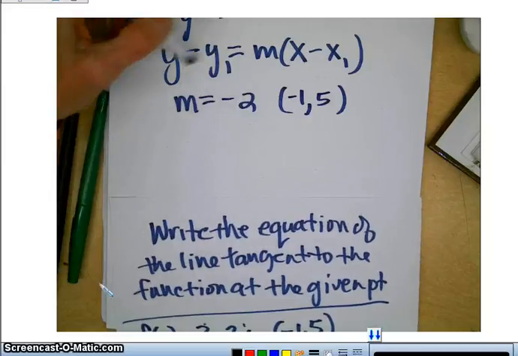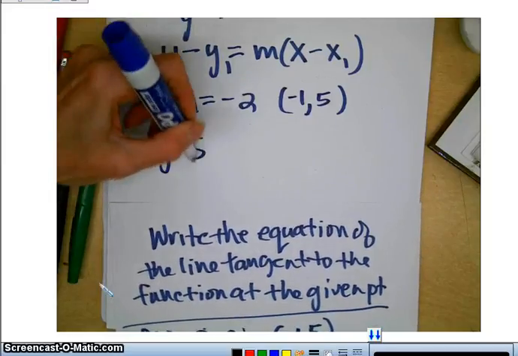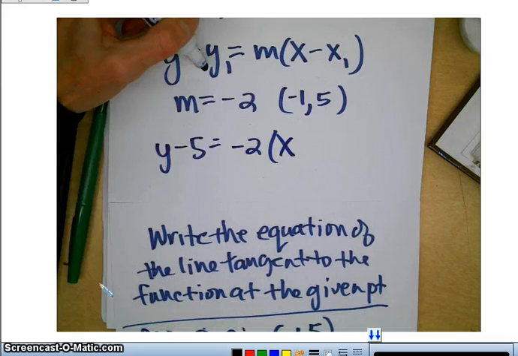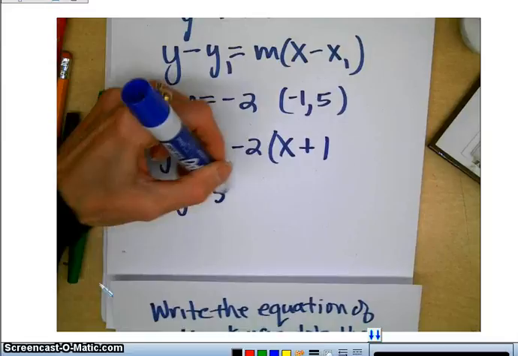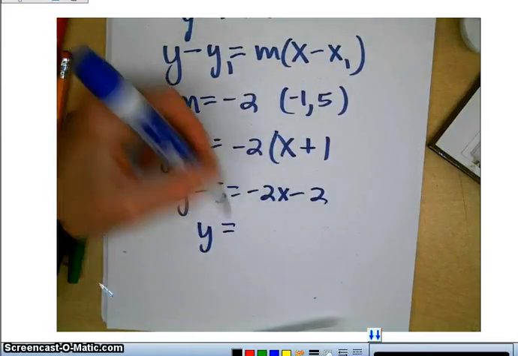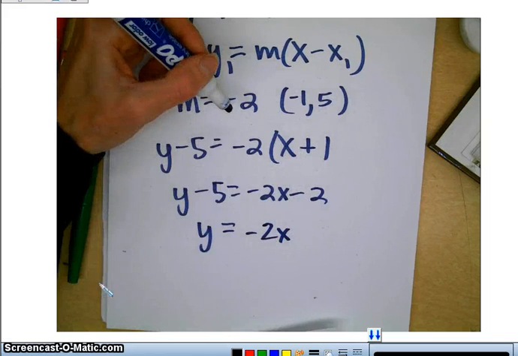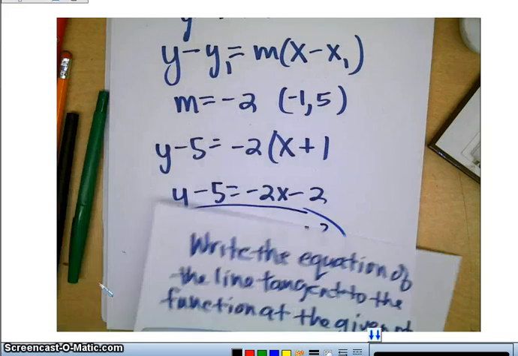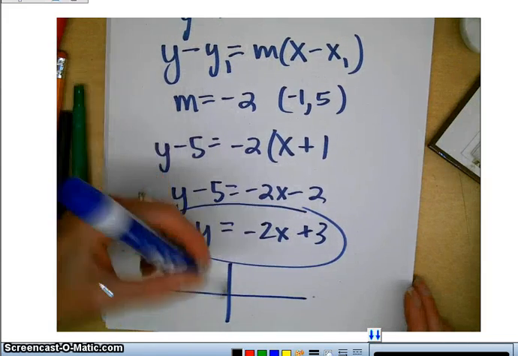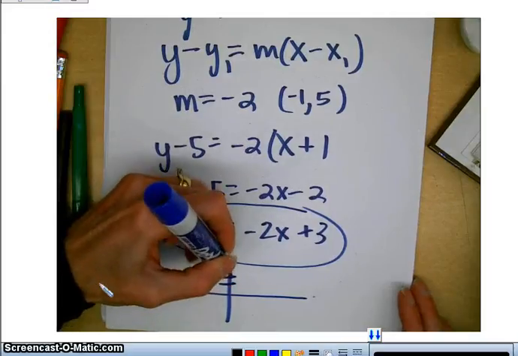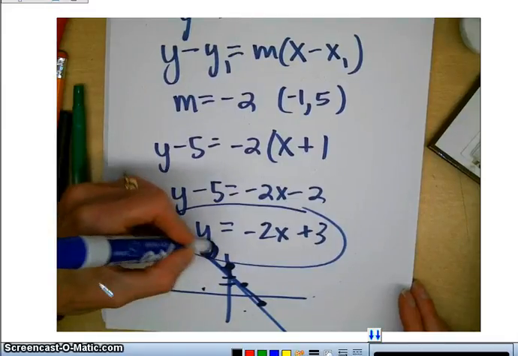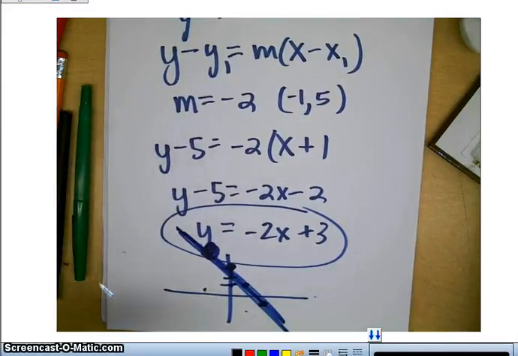Okay. So y minus 5 equals negative 2 times x plus 1. Distribute. Add 5 and y equals negative 2x plus 3. How does that compare to our first equation? It's the same. Does it make sense that if you have a linear equation, 3 minus 2x, where the y-intercept was 3, down 2, forward 1, down 2, forward 1, that at the point negative 1, 5, the tangent line is the same as the whole line?